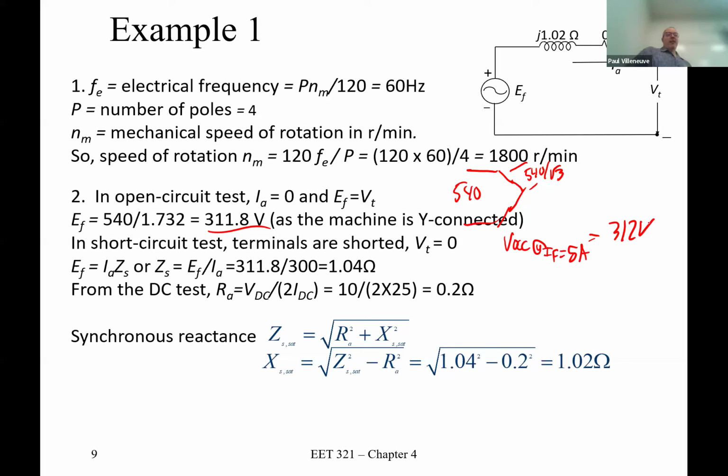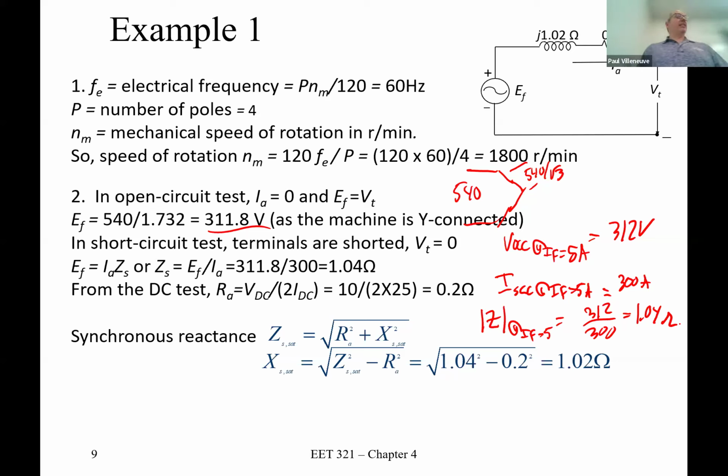The next thing I need to do is obtain the short circuit value. Well, it tells me directly: the short circuit current at IF equals 5 amps is equal to 300 amps. So the magnitude of Z at IF equals 5 is 312 divided by 300, which is 1.04 ohms. So I have 1.04 ohms.